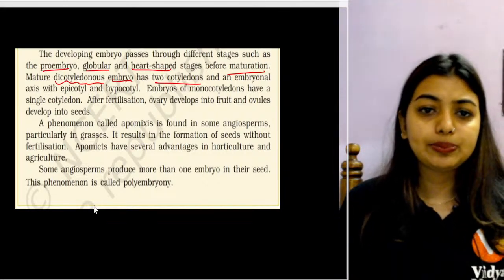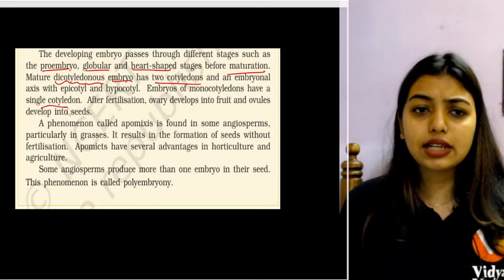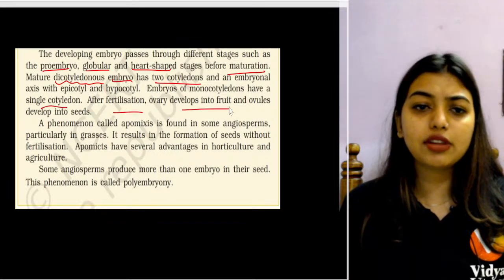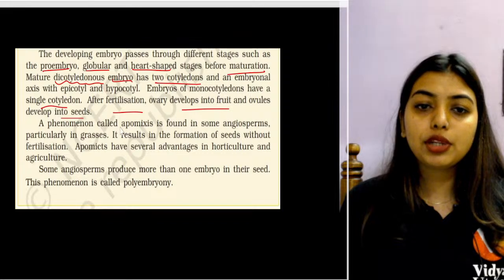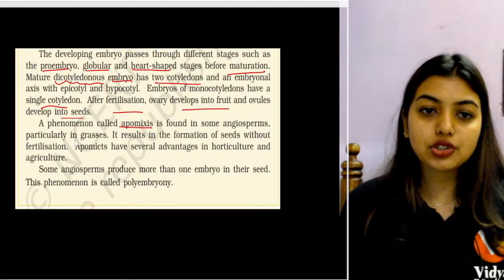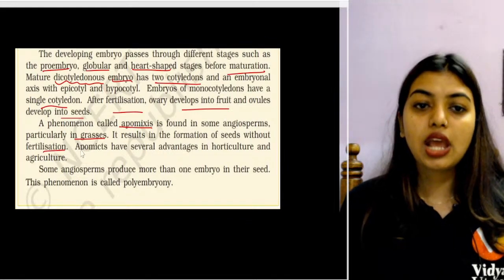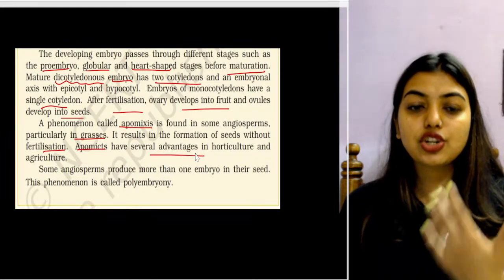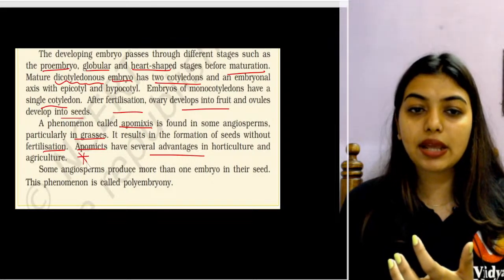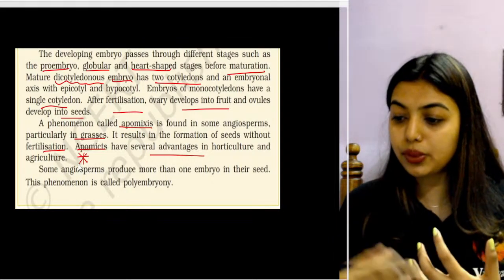Perfect. Now, embryos of the monocot have a single cotyledon. After fertilization, the ovary develops into fruit and the ovule becomes seed. A phenomenon called apomixis is found in some angiosperms, particularly in grasses. It results in the formation of seed without fertilization. Apomixis has several advantages in horticulture and agriculture. Please read that paragraph once again.